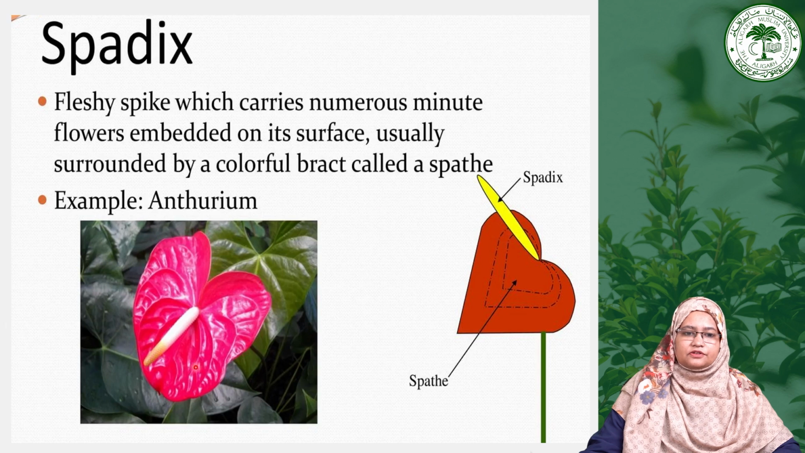Here you will see the very small flowers embedded in the surface of this spike, and these are the spathes. So this is the spadix type of inflorescence, which has a covering called the spathe, and in this case it is very colorful.